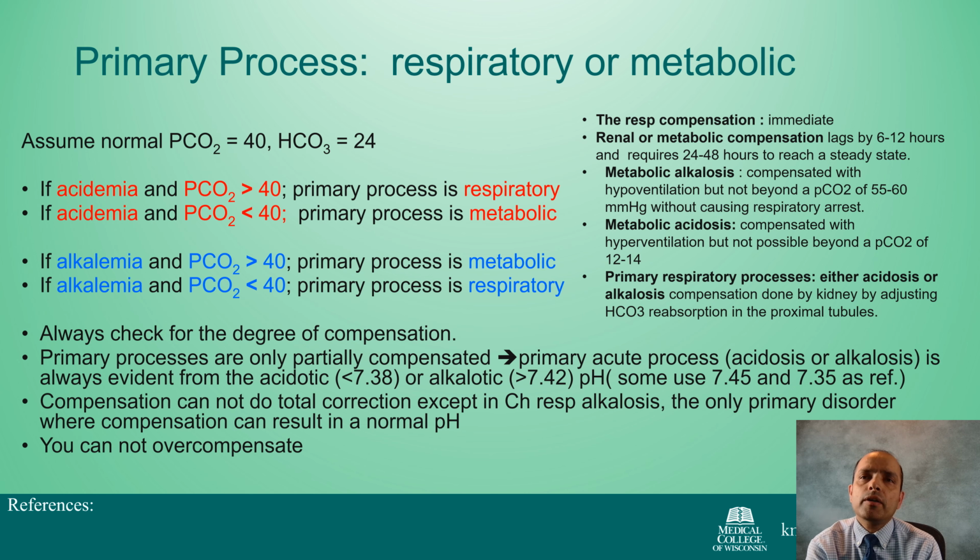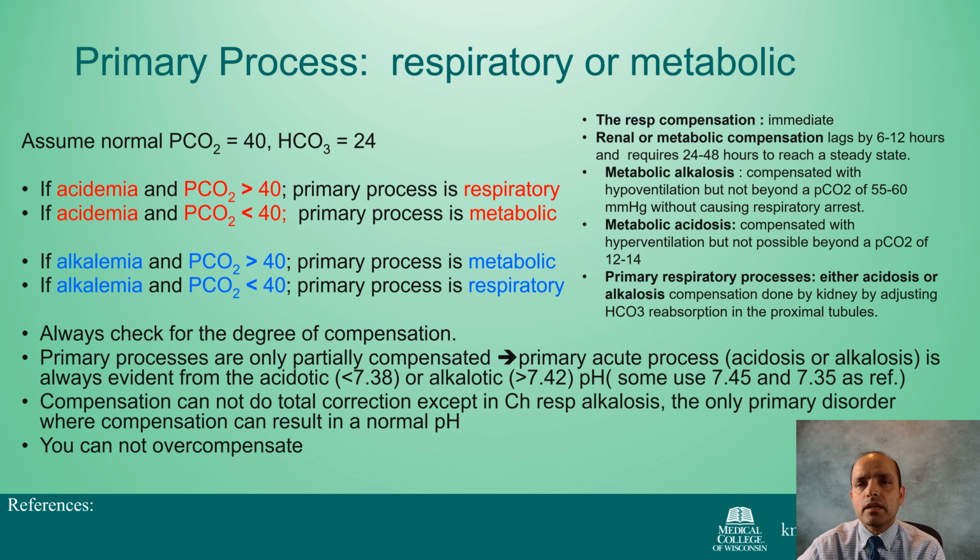So let's talk about the primary process, respiratory or metabolic. So as you all know, the PCO2 normal number is 40, bicarbonate 24. So let's say somebody has acidemia and carbon dioxide is more than 40. Then you know the primary process is respiratory. And let's say if you have acidemia and PCO2 less than 40, the primary process is metabolic.